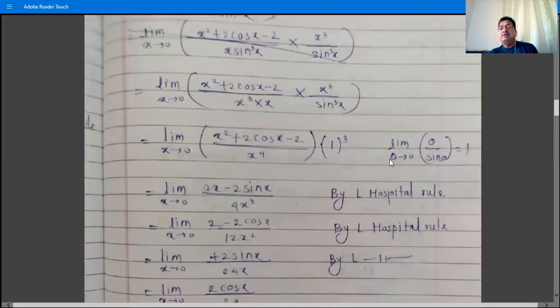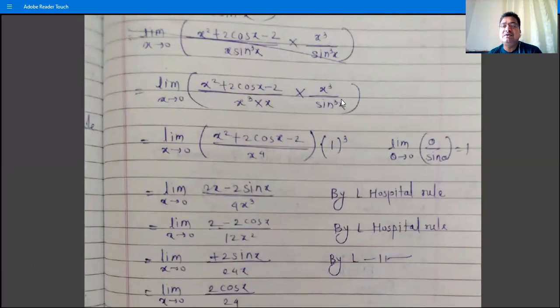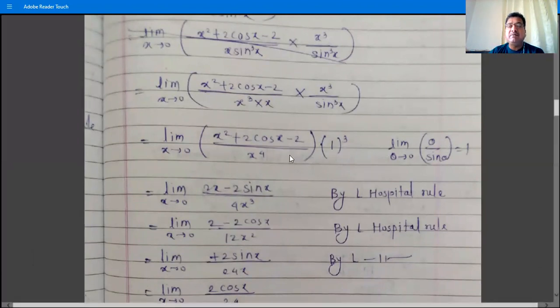And we know that limit theta tends to 0 of theta by sin theta is 1. And so this x cube by sin cube x is what? It is (x by sin x) whole cube. Its limit is what? 1 cube, because x divided by sin x, its limit is 1, and so it's 1 cube. And so we have x raised to 4.